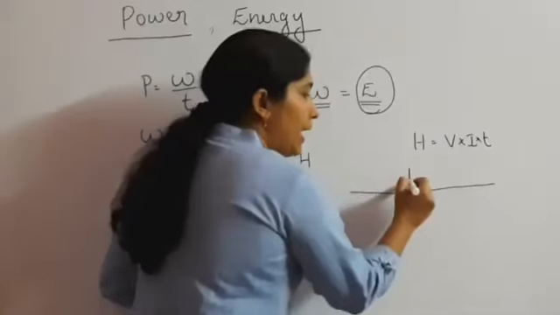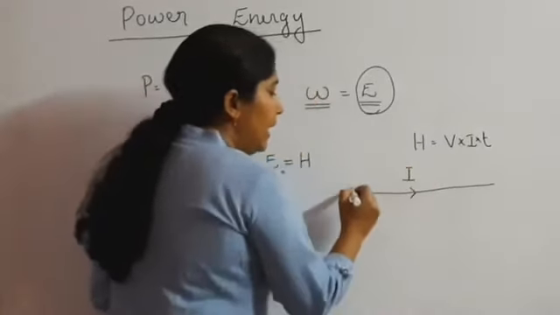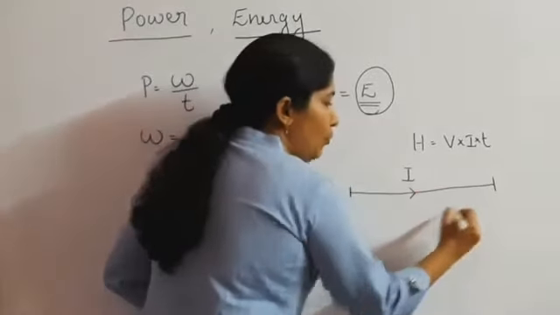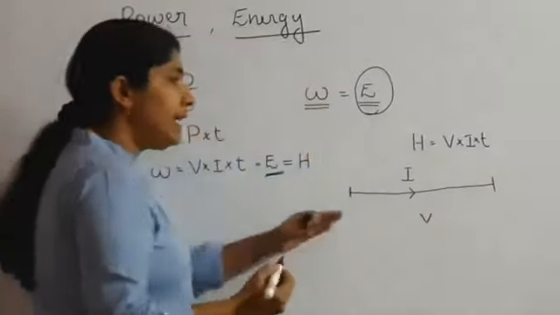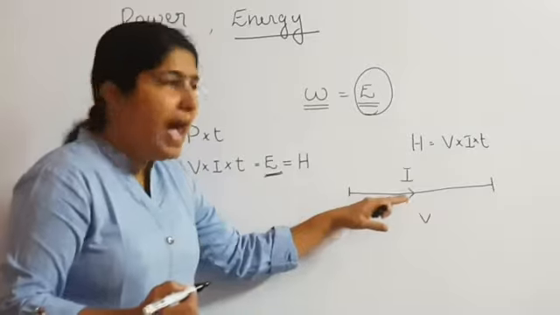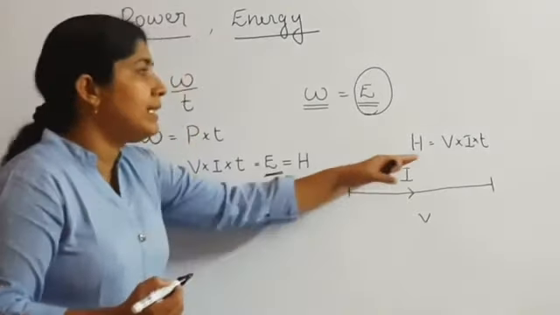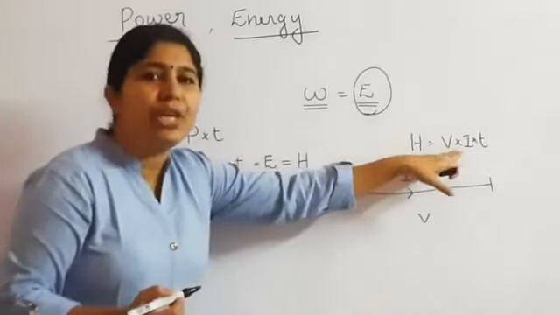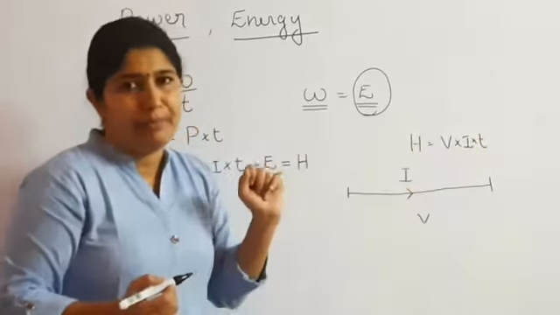Okay, when current flows through a conductor in a potential difference of V volt, then heating effect is produced here, and that heating effect is written as H is equal to V into I into T.